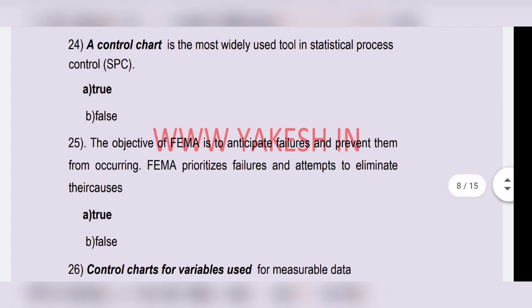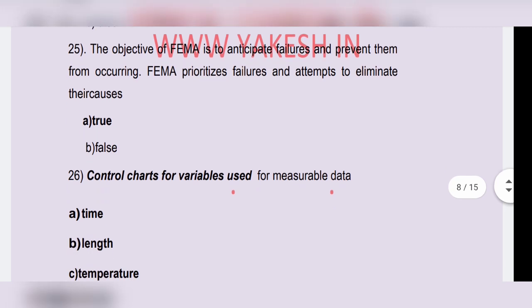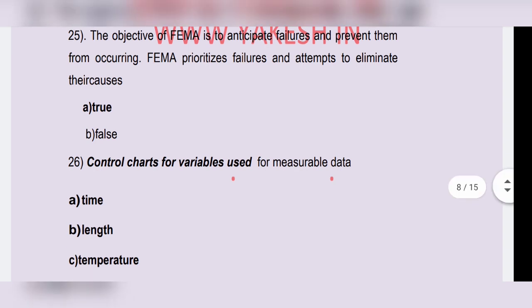A control chart is the most widely used tool in statistical process control, SPC. True. The objective of FMEA is to anticipate failures and prevent them from occurring. FMEA prioritizes failures and attempts to eliminate them. Option A, true. Control charts for variables are used for measurable data.